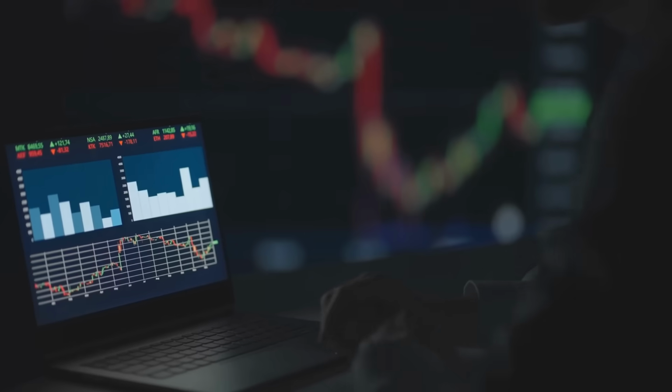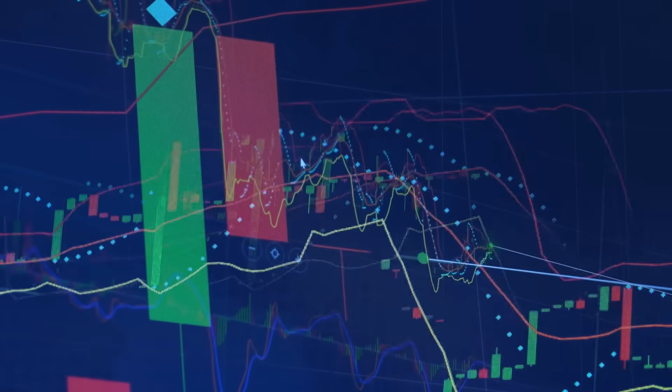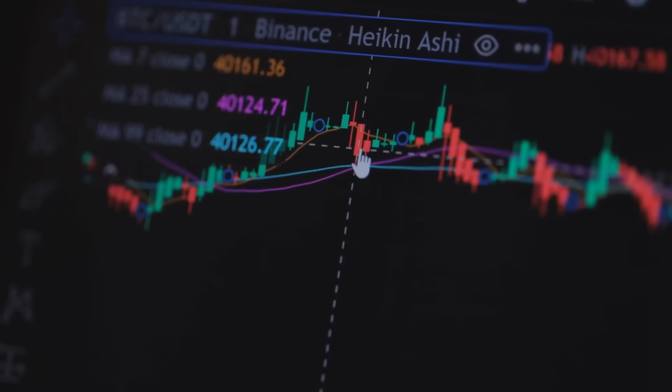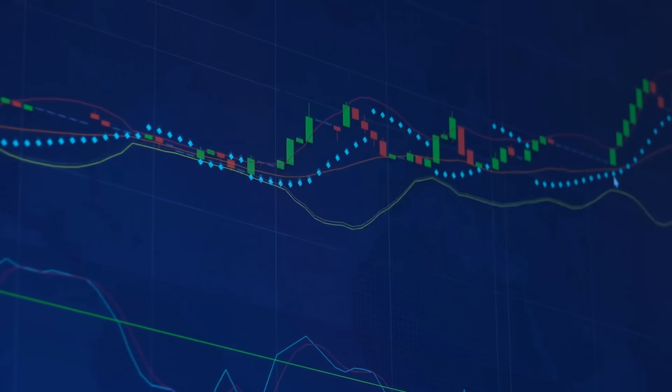Indicators analyze price data to give traders insights. Popular ones include moving averages, RSI, which measures momentum, and MACD, which indicates trend strength.